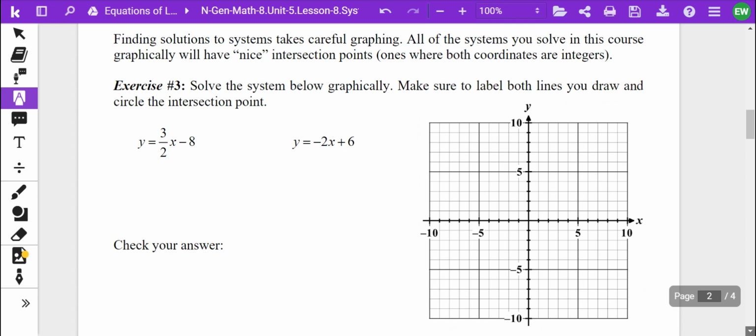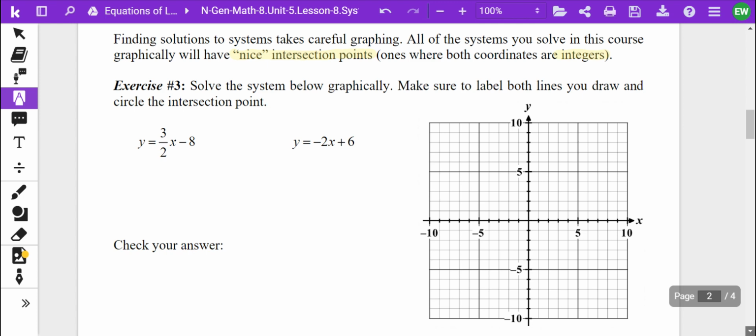Okay, so make sure when you're graphing at home, you have some sort of straight edge. It doesn't have to be a ruler. It just has to be a straight edge. Okay, so you can grab a book. You can grab a piece of paper. You can grab whatever to help you out with that. All the systems you solve in this course graphically have nice intersection points, one where both coordinates are integers. So we're not going to be seeing points of intersection of fractions or anything like that within any quizzes we take.